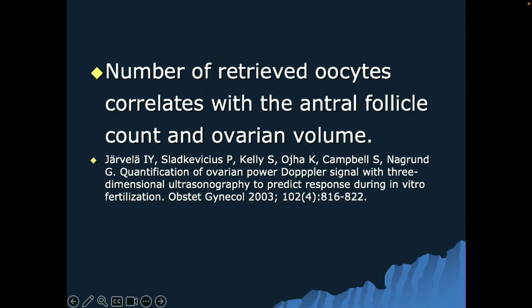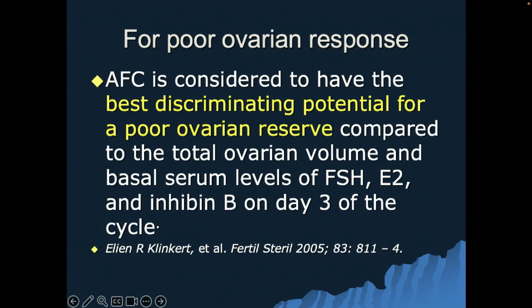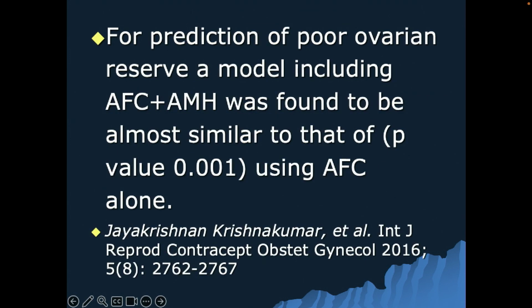Number of retrieved oocytes correlates with the antral follicles and the ovarian volume. Multivariate analysis has confirmed that AFC represents the most useful ovarian reserve marker for the controlled ovarian stimulation. In all the studied groups, the number of mature follicles retrieved increased with the increasing AFC. AFC is considered to have the best discriminating potential for the poor ovarian reserve patients compared to the total ovarian volume and all the other hormones. Whether you are using AFC plus AMH or only AFC for poor reserve patients, both the models are equally efficient.